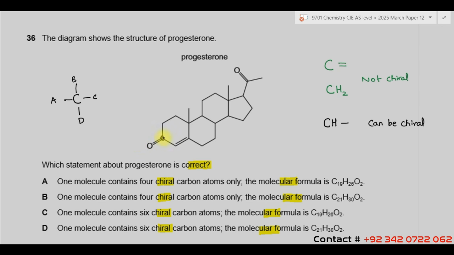So this carbon is making a double bond, it is not chiral. This is attached to 2 hydrogen atoms, it is not chiral. This is attached to 2 hydrogen atoms, so not chiral. This is making a double bond, so not chiral. This is making a double bond, so not chiral. Let's see this one, it is attached to CH3. This side and this side is different. This and this side is also different. So it is chiral.